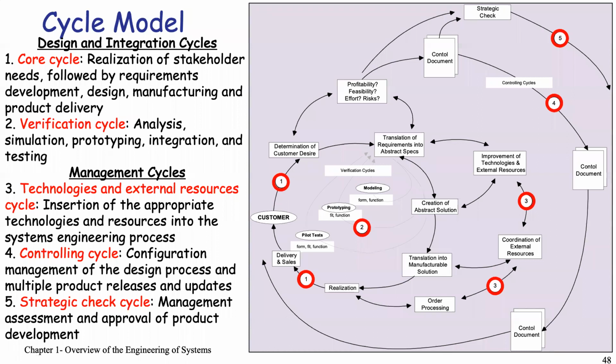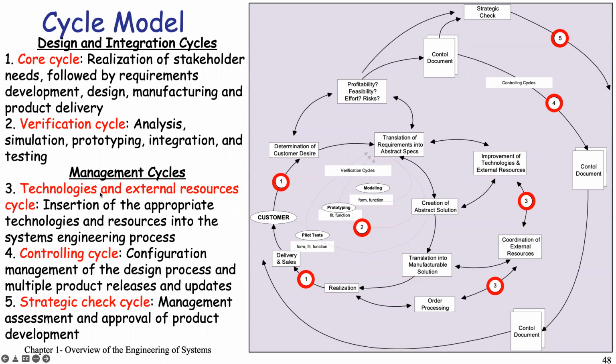So Boardman talks about a lot of other different types of models. You can be thinking about the design and integration cycles. You can have the core cycle of doing the realization of stakeholders' needs, following the requirements, developing the design, and then you have the verification. So that would be a couple things that we're seeing here, in these types of loops. And I know with the colors here, it's probably really hard to see some of these lighter colors.